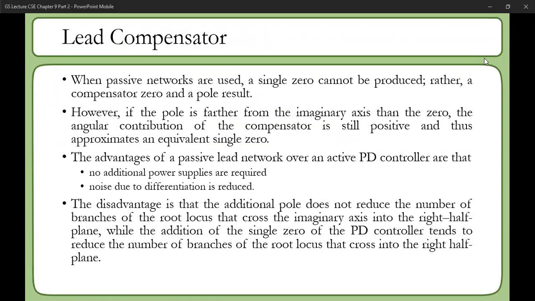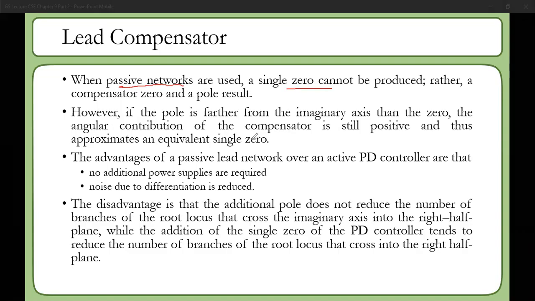As we already know, the lead compensator is implemented with passive networks. And because of the passive network, it is impossible to have a single isolated zero. So a combination of pole and zero is actually produced. Whatever angle contribution has to be provided by the combination of the pole and zero, it is used to shift or reshape the root locus.